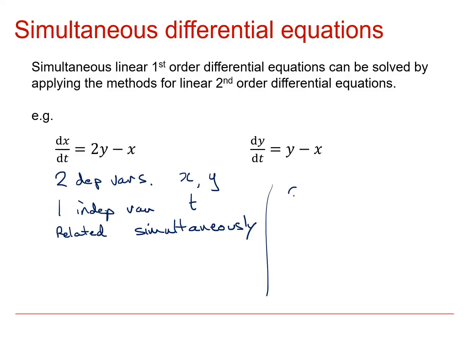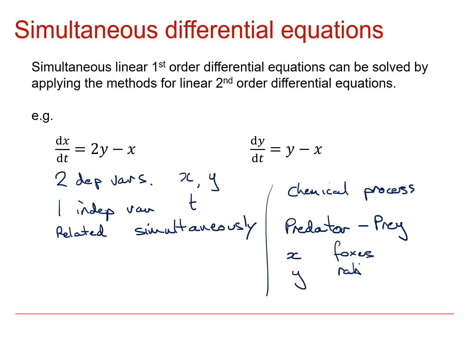It might be something to do with a chemical process, so we might be looking at the production or take-up of two different types of chemical. It might be, and this is very common, a predator-prey type relationship where we have two species. In this example, for instance, x might relate to the number of foxes in a particular population and y relates to the number of rabbits.